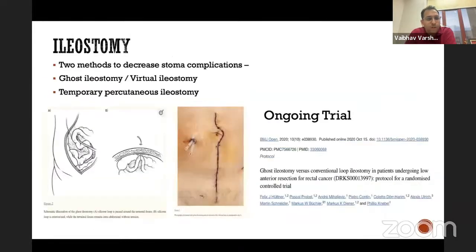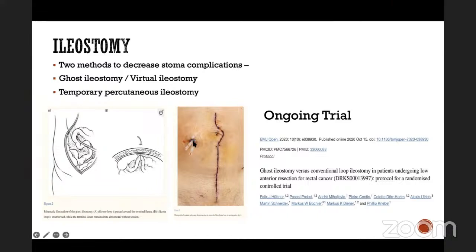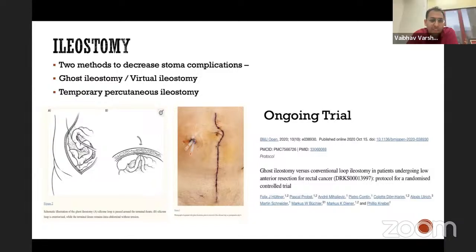As compared to conventional ileostomy, there are two options they have suggested to decrease the stoma-related complications, like doing a ghost ileostomy or a virtual ileostomy, and a temporary percutaneous ileostomy. In ghost ileostomy, what is done is you just make an opening close to the bowel into the mesentery and take this sling out at one point. If the patient leaks in the post-operative period, then you need not do a full laparotomy. You just open this side and take out the ileum through this side. So it will prevent re-laparotomy in the post-op.